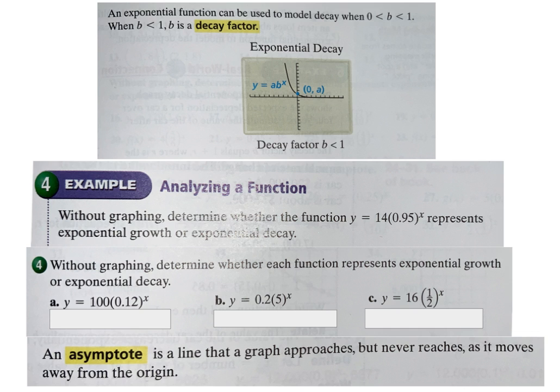So let's look at these together without graphing. Look at this first one. 100 times 0.12 to the x. Growth or decay? Decay. What about B? Growth. It is a 5. What about C? Decay. Very easy.